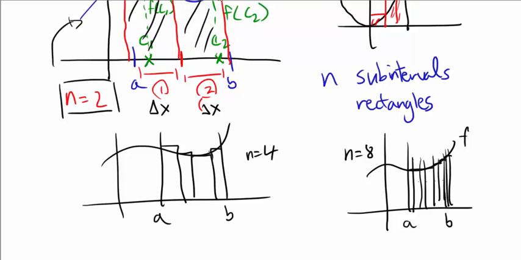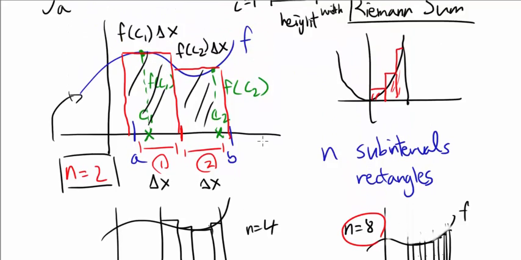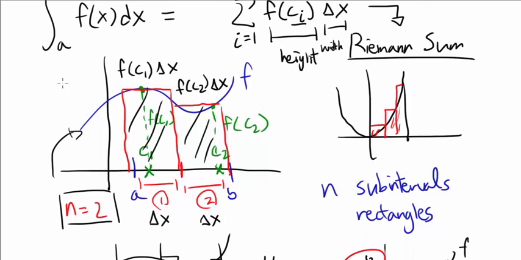And let me ask you the question. Let me erase these parts of the rectangles that we do not need. Which one gets you the closest estimate of the area? And you're going to say n equals 8, because the more rectangles you use, the closer they are going to, in general, represent the area under the curve. So we want n to approach infinity. You want to use as many rectangles as possible.